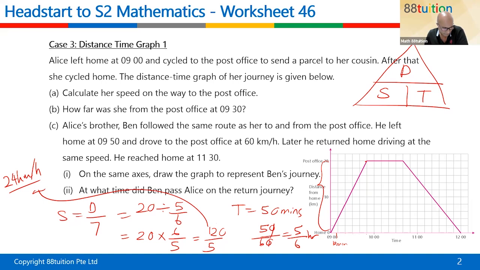20 kilometers divided by 9. I've shown you that thing. It started at 9 a.m. and reached the post office at 9:50. So 50 minutes, that's the time, all right? So you got to convert the 50 minutes into the hour format, which is shown on the screen, right?